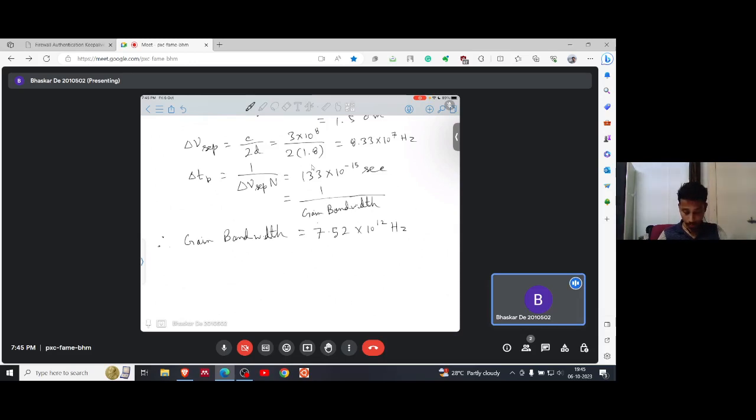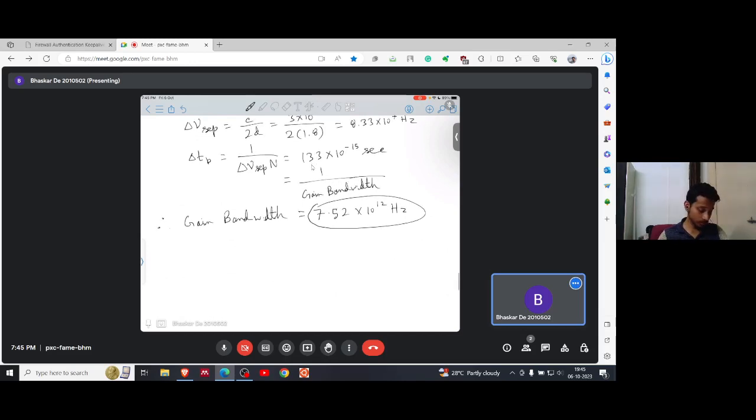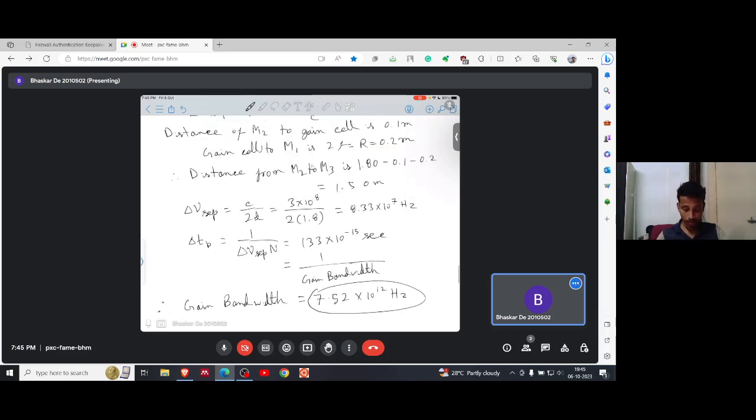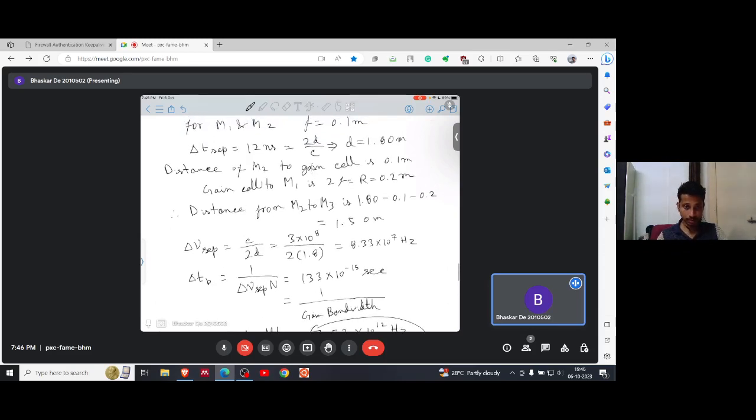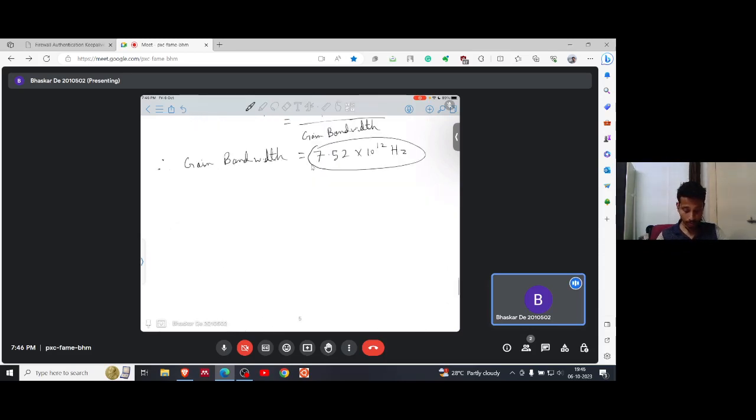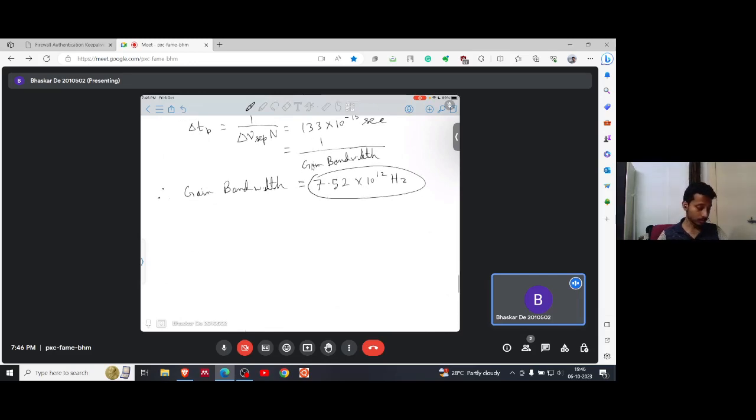So from this bandwidth we need to identify the material, and that is something not possible. I showed this example for the numericals only, not for this assumption thing, but here I can just mention that this gain bandwidth is for the material Nd glass. So if you want to remember it, you can, otherwise it's not necessary.